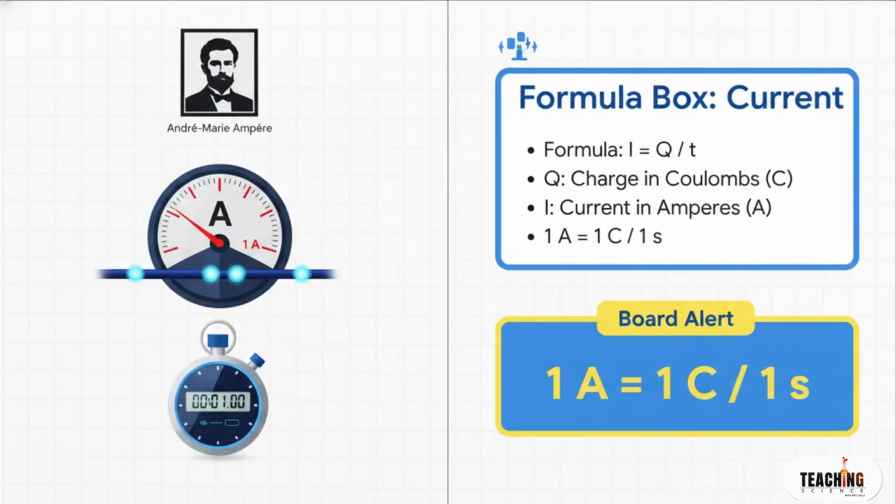So how do we actually measure this flow? Well, electric current, which we denote with a capital I, equals Q divided by T. Q is the net charge measured in coulombs, and T is the time. The current itself is measured in amperes, named after the French scientist André-Marie Ampère. And guys, major board alert here. You will very often be asked to define 1 ampere. It's simply the flow of 1 coulomb of charge per second. To measure this current in a real-life circuit, we use a handy little device called an ammeter.